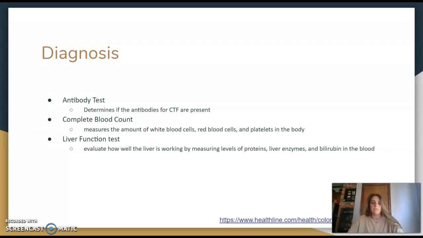This virus also does affect the liver, so they usually do a liver function test just to make sure that the liver is working correctly and the virus hasn't affected the liver to a very severe extent.